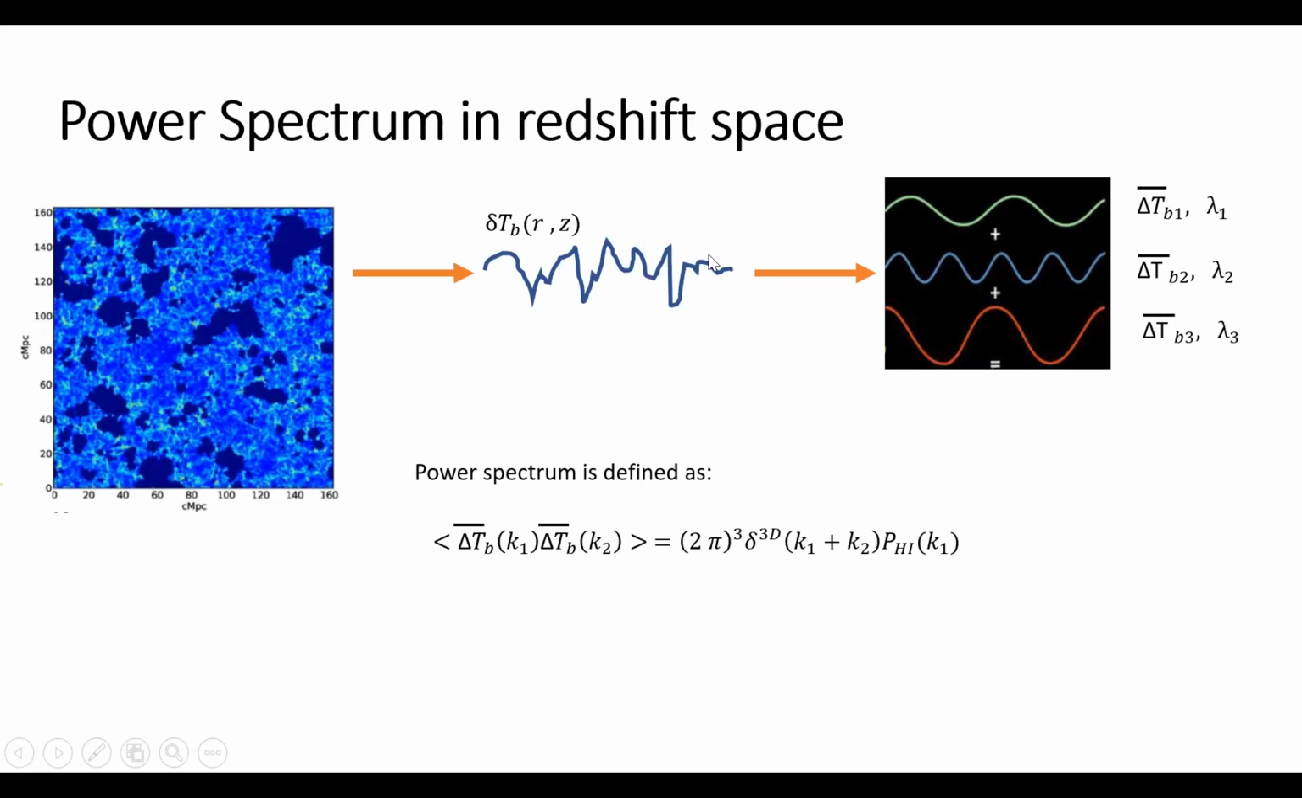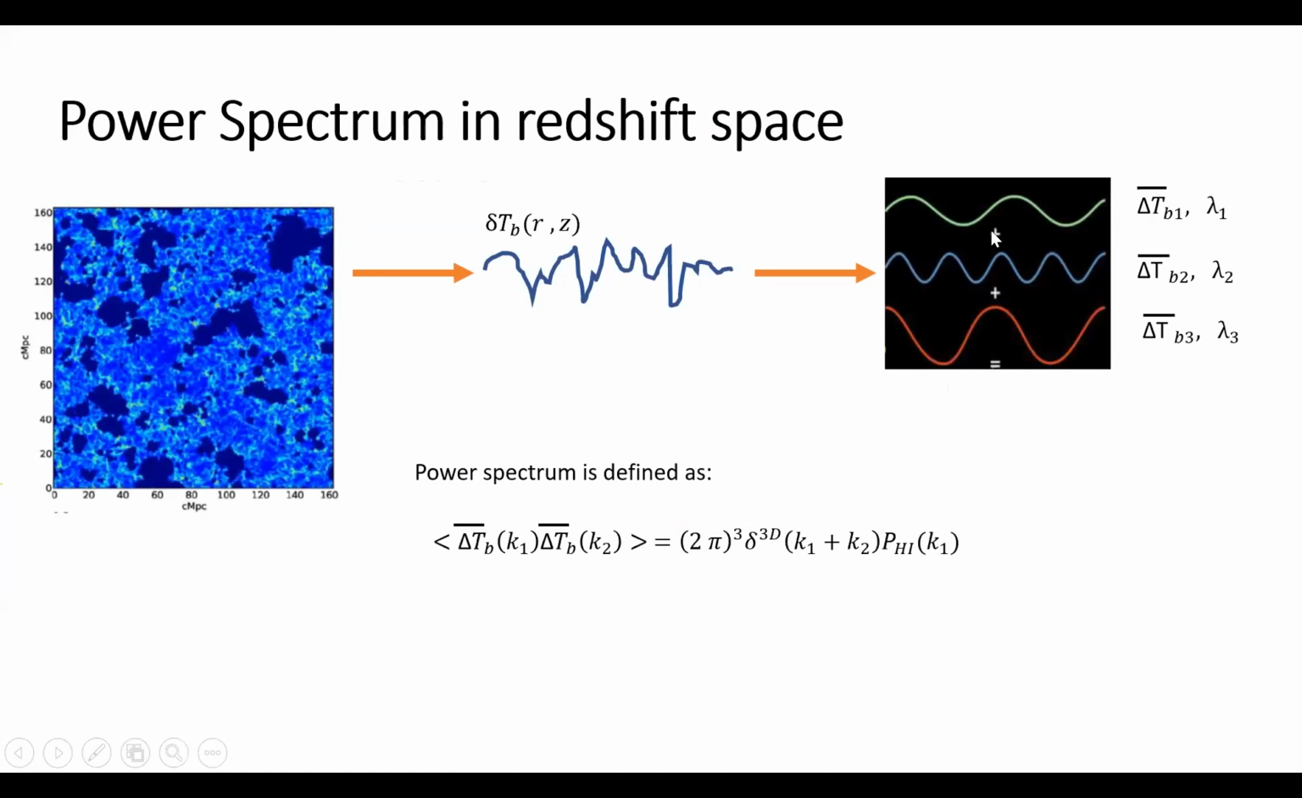The standard picture to decompose these fluctuations is in terms of Fourier modes. We decompose this kind of fluctuation into different Fourier modes, like longer wavelength, smaller wavelength, and also the amplitude may change.